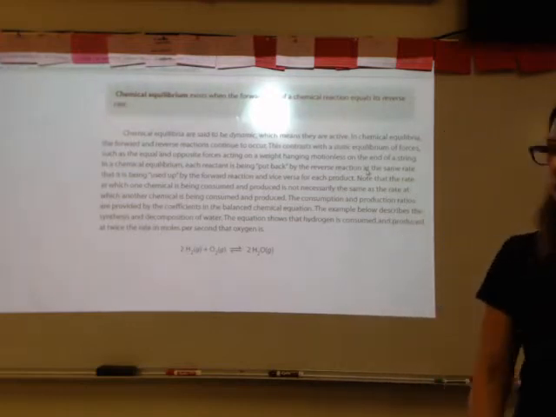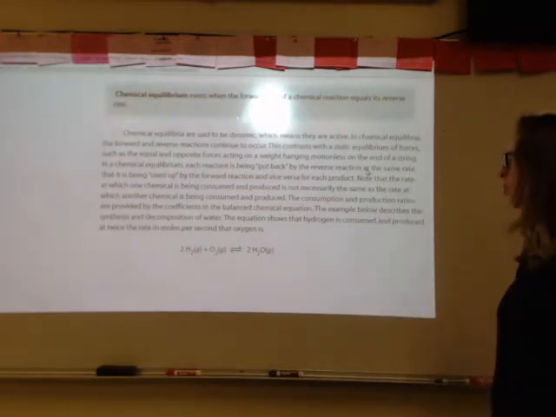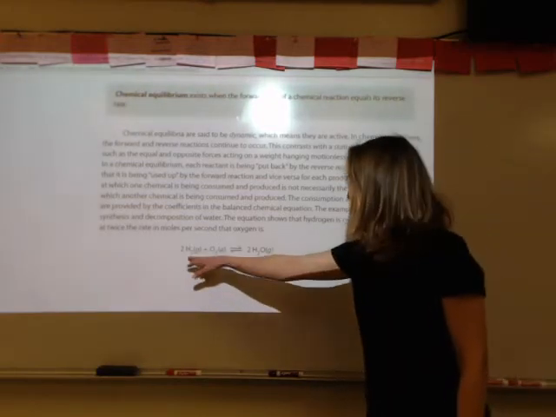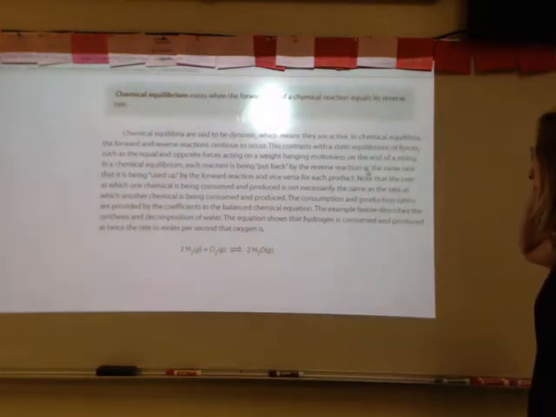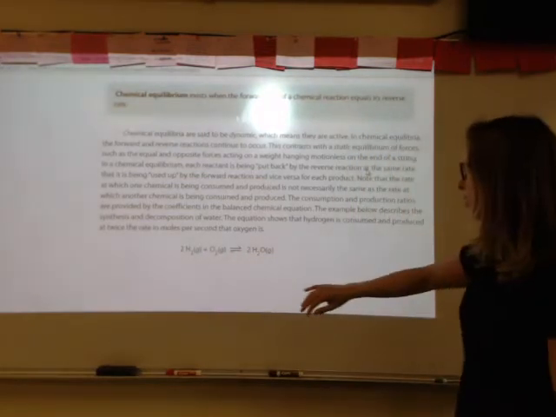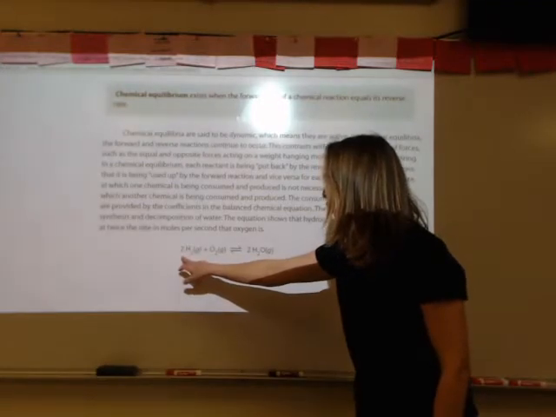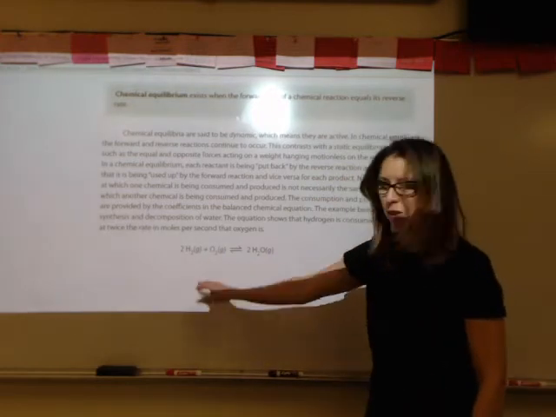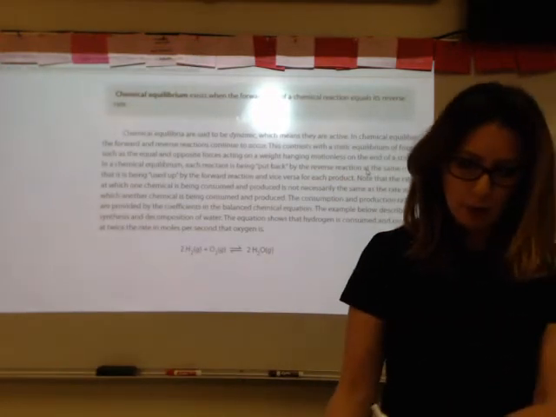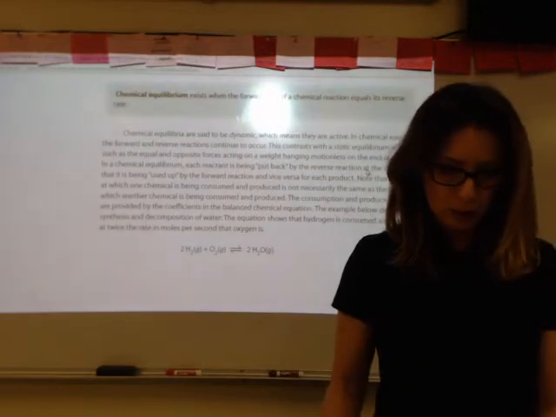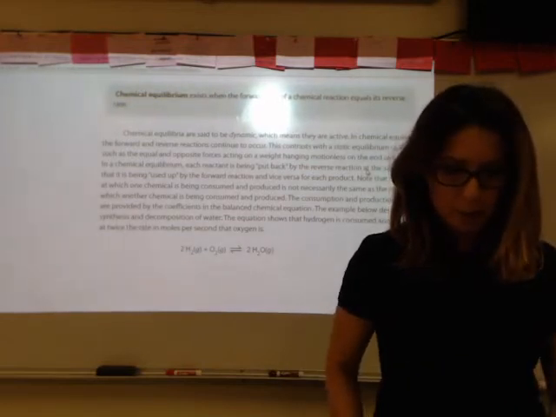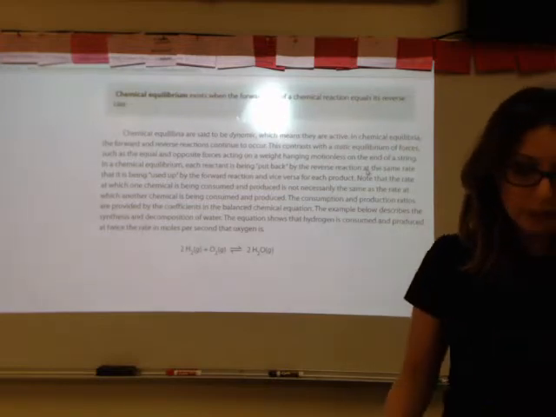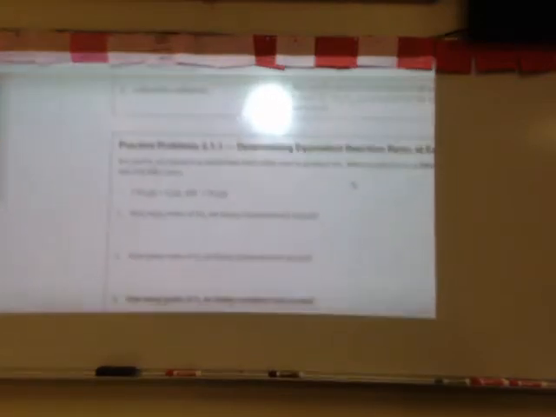The consumption and production ratios are actually provided by the coefficients in a balanced chemical reaction. So here you'll notice that we have hydrogen reacting with oxygen to produce water. And this equation shows us that hydrogen is consumed and produced at twice the rate in moles because the coefficient is a 2 in comparison to oxygen, which has a coefficient of 1. And what we can do is use these coefficients to come up with the rate of consumption or the rate of production of a certain substance in a chemical reaction.